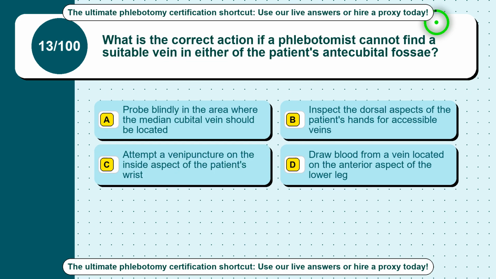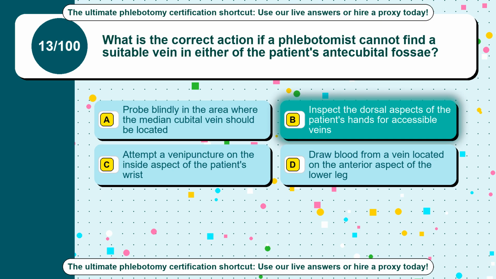Question 13. What is the correct action if a phlebotomist cannot find a suitable vein in either of the patient's antecubital fossae? Option A. Probe blindly in the area where the median cubital vein should be located. Option B. Inspect the dorsal aspects of the patient's hands for accessible veins. Option C. Attempt a venipuncture on the inside aspect of the patient's wrist. Option D. Draw blood from a vein located on the anterior aspect of the lower leg.